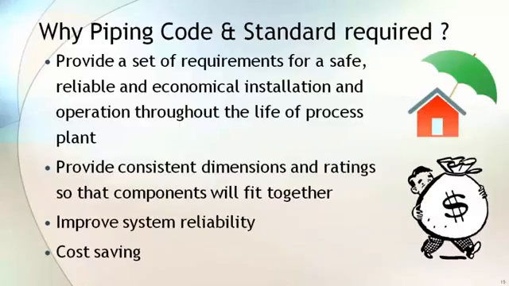Why are piping code and standard required? These standards provide a set of requirements for safe, reliable and economical installation and operation of the process plant. Code and standard ensure consistent dimensions and ratings so that components will fit together and improve system reliability. With standard components, less inventory is required and that saves cost also.